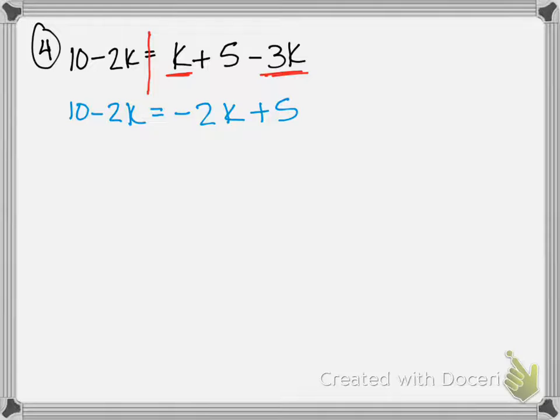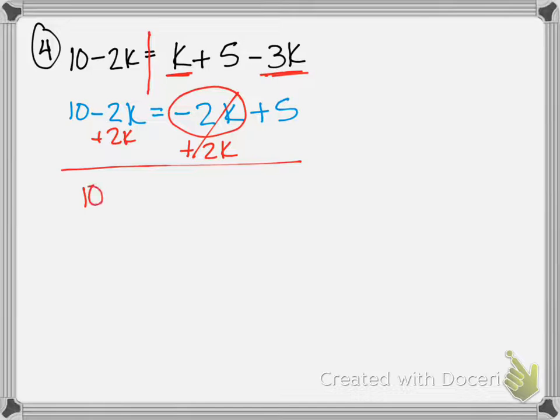So from here, you have some different options. You can move whatever term you want. I like to move all the variables first. So what I'm going to do is pick up this k right here and I'm going to add it to the other side. And that cancels it from here. So now if I bring down what's left, I have 10 negative 2k plus 2k. That actually equals 0. So this gets canceled out too. And then the only thing I'm left with is a 5.